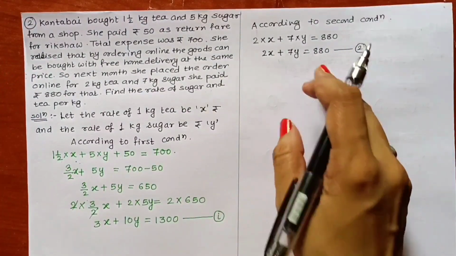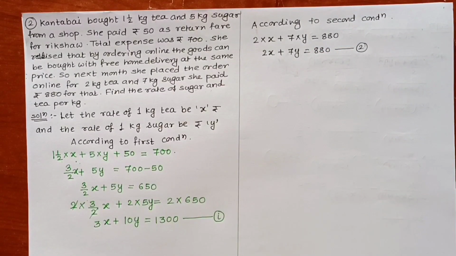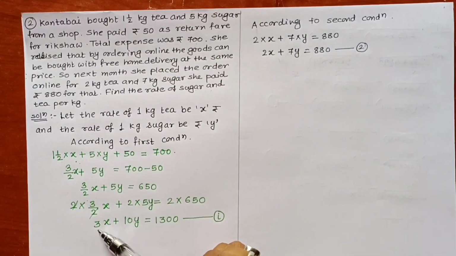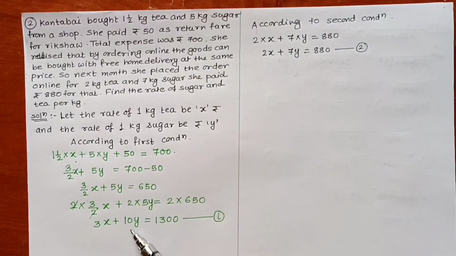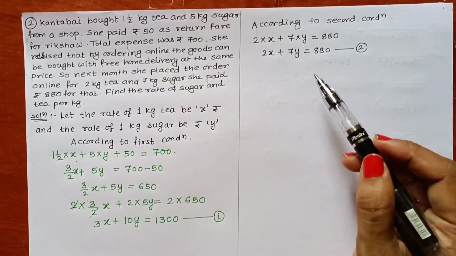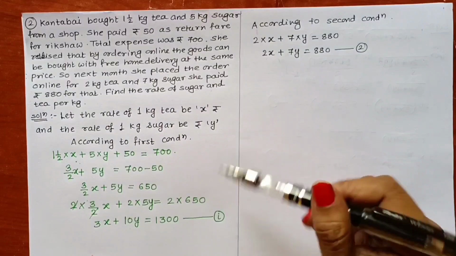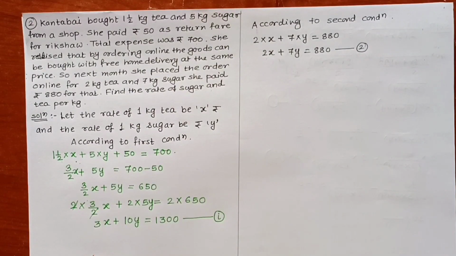Now we have got these two simultaneous equations, which can be solved by the elimination method. For that we require similar coefficients. Here the coefficient of x is 3, here the coefficient of x is 2, here the coefficient of y is 10, here the coefficient of y is 7. So either we can multiply to make equal coefficients of x or to make equal coefficients of y. Anything we can do.